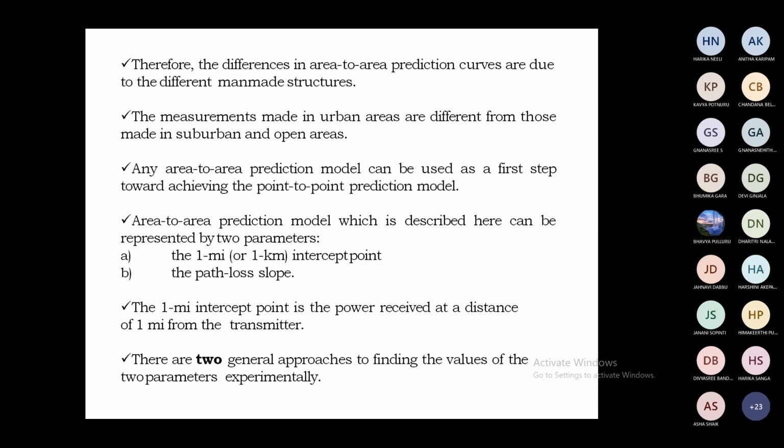In the area to area prediction model, we have to consider two parameters. The first one is the 1 mile intercept point, and the second one is the path loss slope. The 1 mile intercept point means: from the base station to the mobile station at a distance of 1 mile, how much power is received within that 1 mile. Here we follow two general approaches.